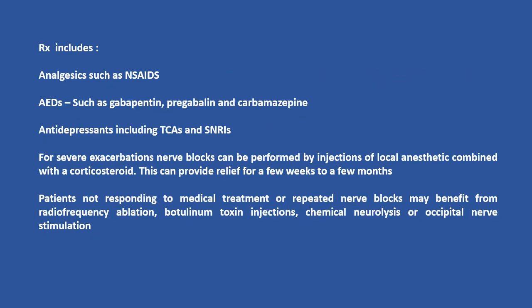Treatment includes analgesics such as NSAIDs, anti-epileptic drugs such as gabapentin, pregabalin, and carbamazepine, and antidepressants including tricyclic antidepressants and SNRIs. For severe exacerbations, nerve blocks can be performed by injections of local anesthetics combined with a corticosteroid. This can provide relief for a few weeks to a few months.